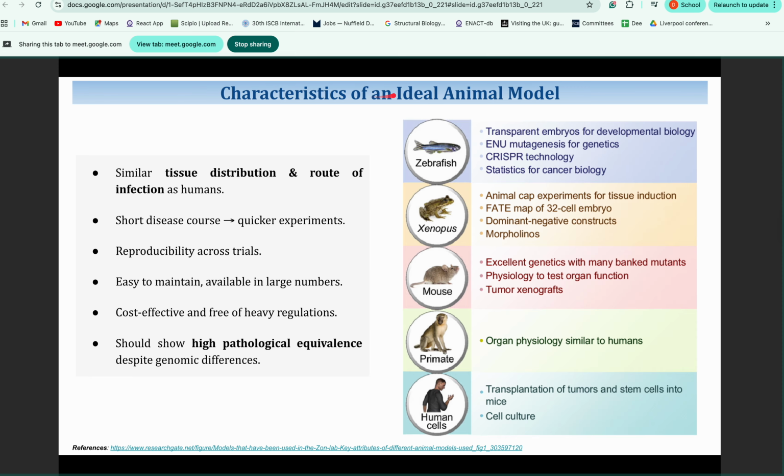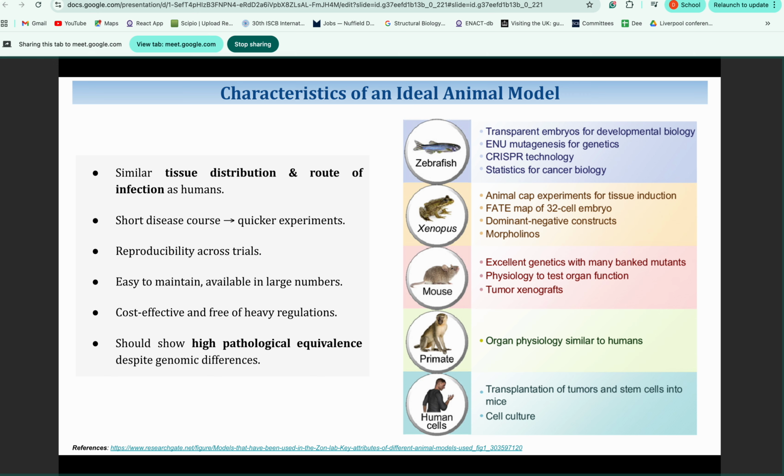Now there are certain characteristics of an ideal animal. So when we are deciding which animal model to choose, there are certain characteristics. If they are available in that model, then we will be able to choose among those organisms which will serve our purpose. So there are certain points which, if present, make them better animal models.